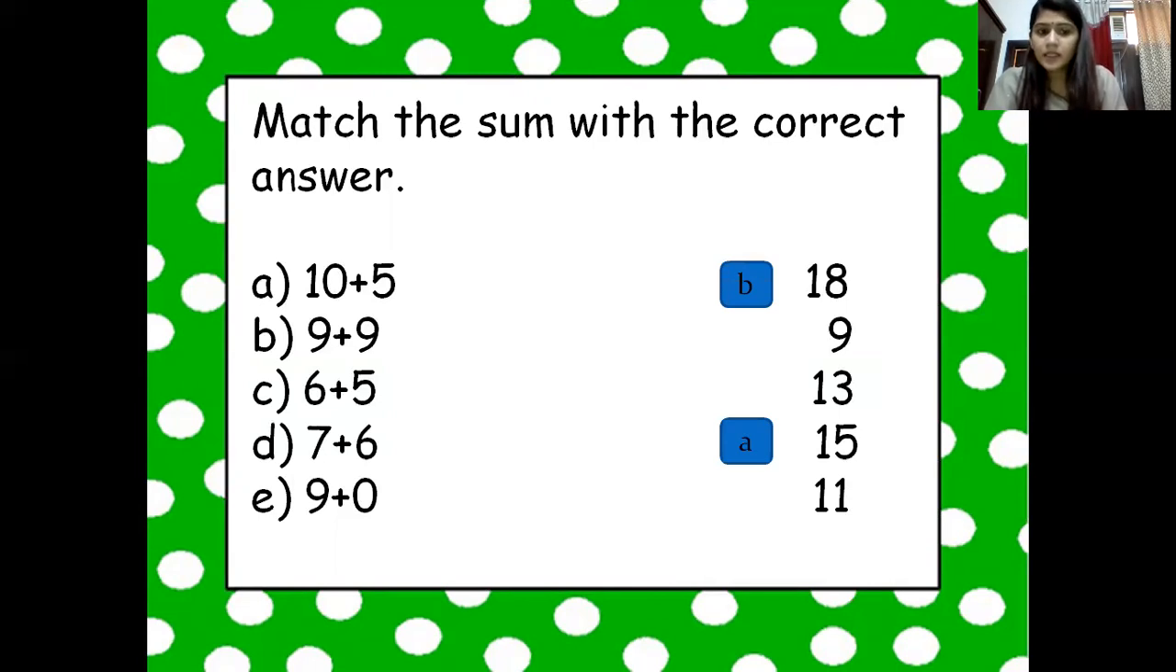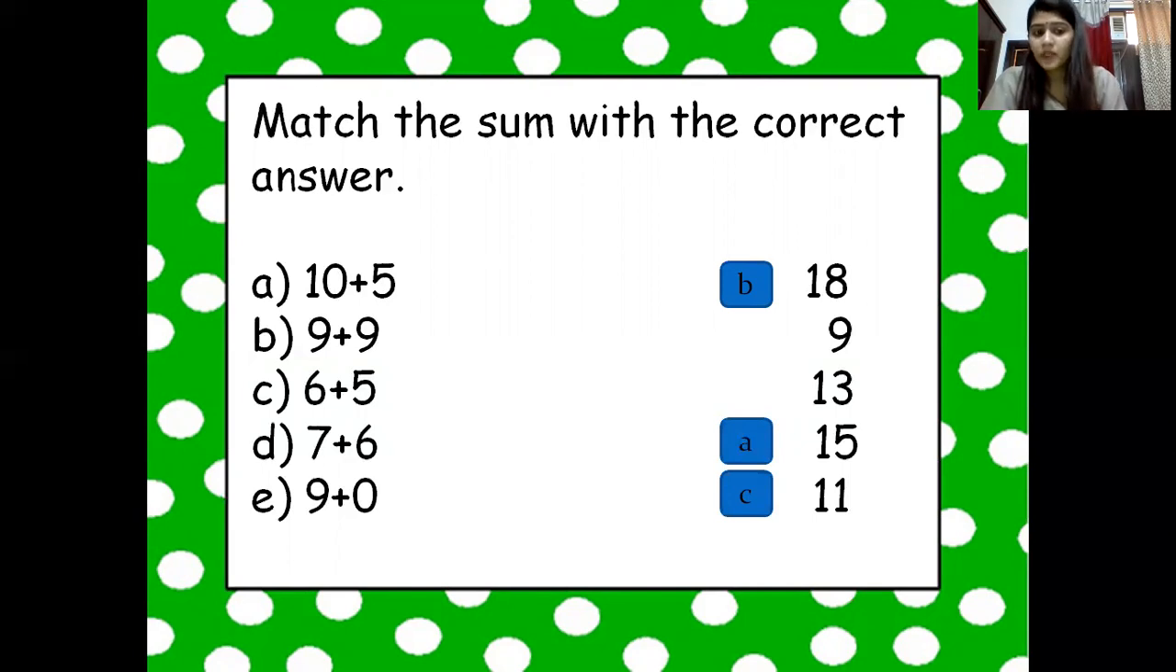Next, C part. 6 plus 5. What comes after 6? 7, 8, 9, 10, 11. 11 is also given here. We will write C in front of 11 because this is the answer of C part.